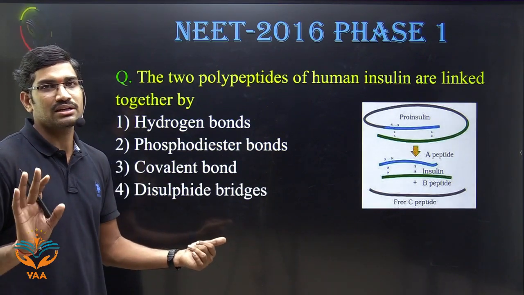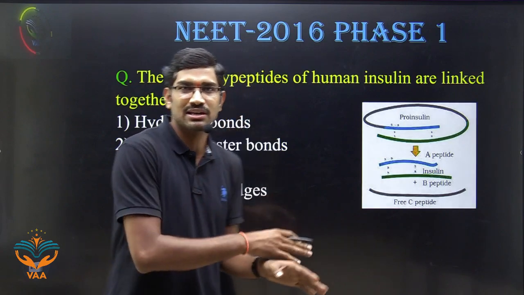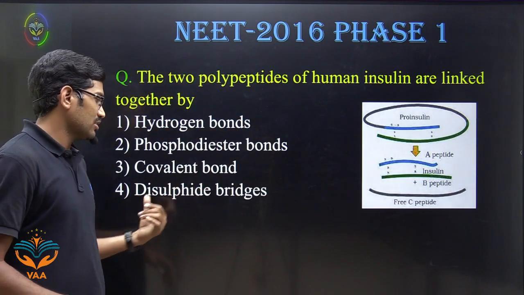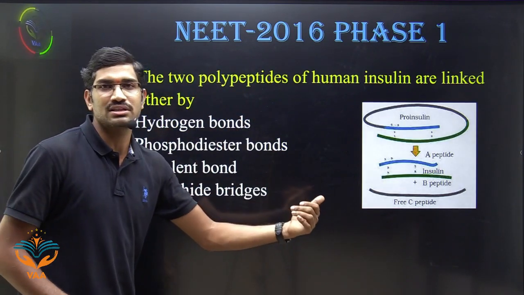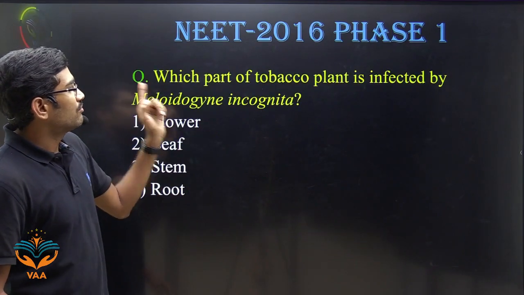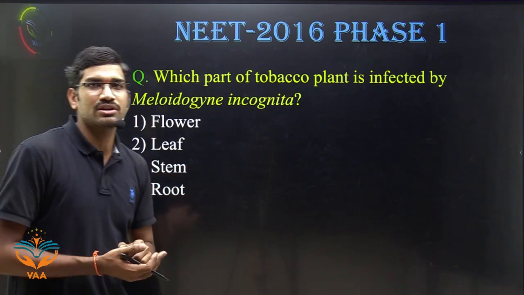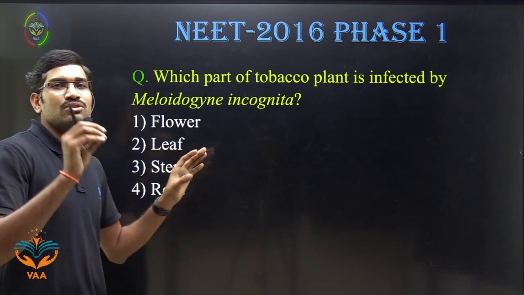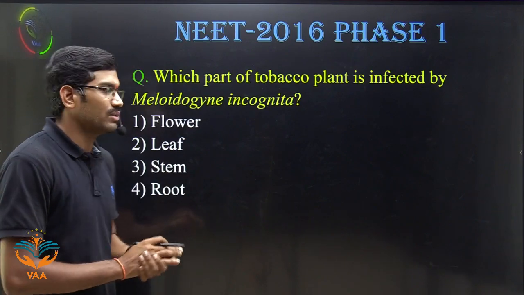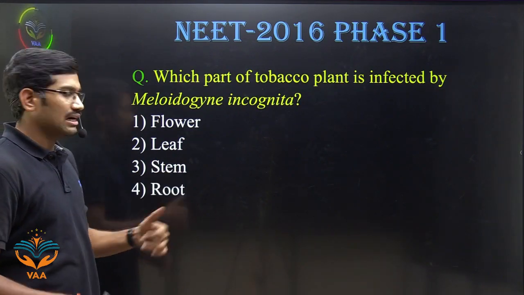Okay, please remember here. Don't get confused. That is the reason why sometimes the best option concept will come here. So though these two are correct, now this is the best option. So we need to go for that. Okay. So that's why answer is option 4. Next one. Which part of tobacco plant is infected by Meloidogyne incognita? So it is causing root knot disease in tobacco plant. So here it is infecting the roots. So the answer is option 4.